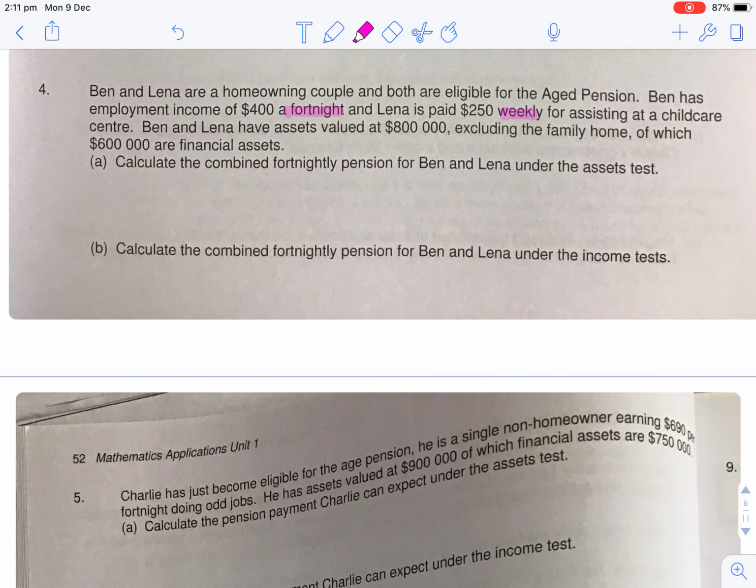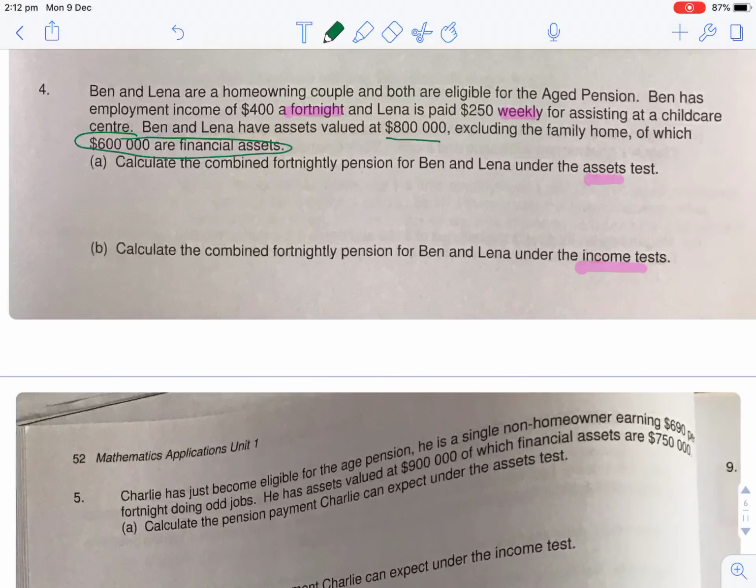Ben and Lena have assets of $800,000, excluding the family home because you don't have to consider that, of which $600,000 are financial assets. So again, if we were doing the 2 tests here, and it looks like we'll be doing both the asset test and the income test. When we're doing the income test, it's only the financial asset, so it's only this $600,000 that we need to consider for the deemed income, but we'll be using the full $800,000 for the assets test.